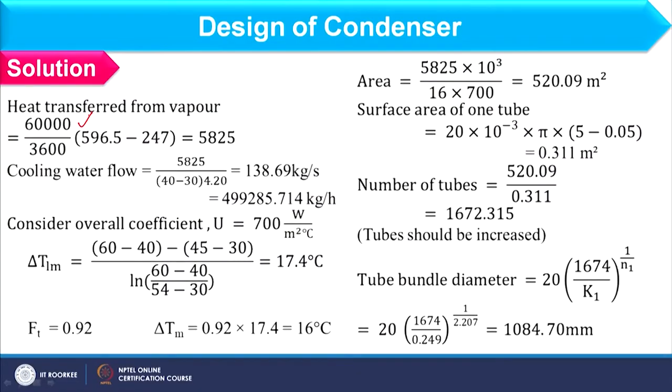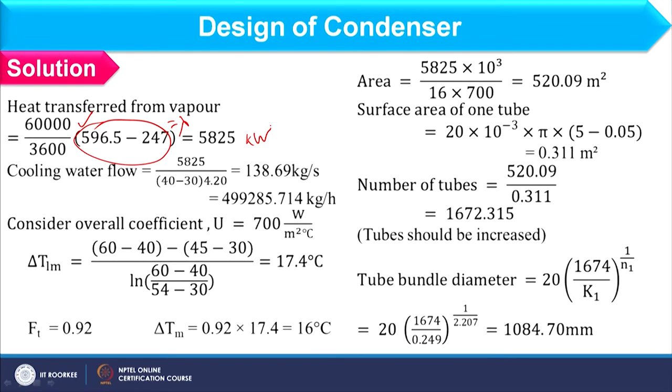Whatever vapor is available to us for condensation should be multiplied by the heat of condensation, which is equal to the enthalpy of vapor minus the enthalpy of liquid, and all these values are given to you. So, we have 60,000 kg per hour of vapor, and these are the enthalpy of vapor as well as the enthalpy of liquid. The difference of these two will give the lambda value, and if you find it, you get 5825 kilowatt as the total heat duty of the condenser.